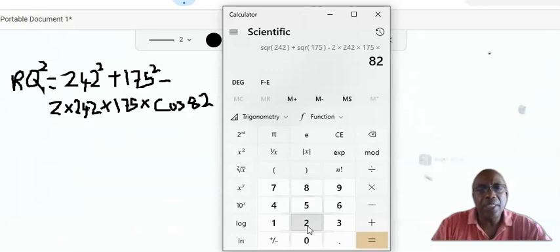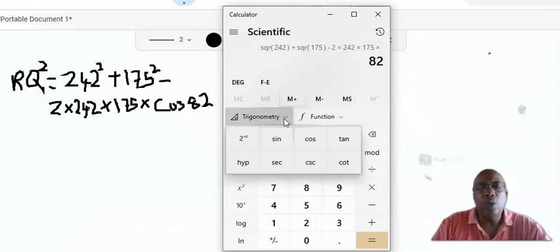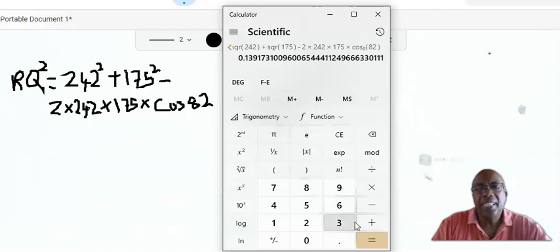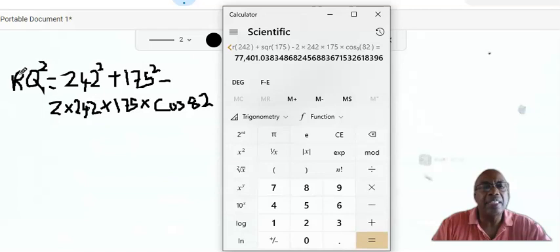I'll press my 82 first, then I press the cosine button, and then the equal sign to find the total answer for RQ squared. So RQ squared is 77401 point a few digits. So all I have to do right now is find the square root of that, so I press the square root button, and I find that RQ is 278 kilometers.